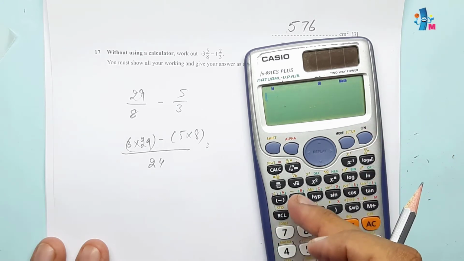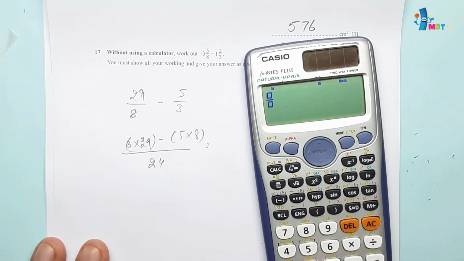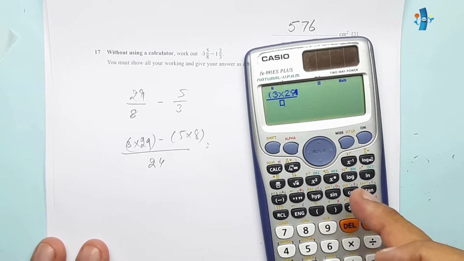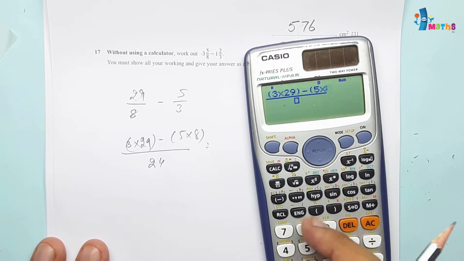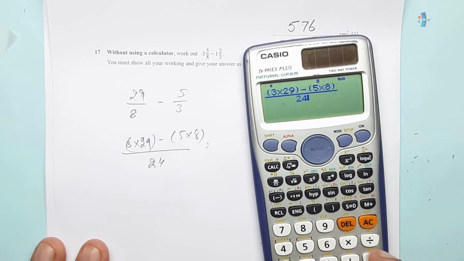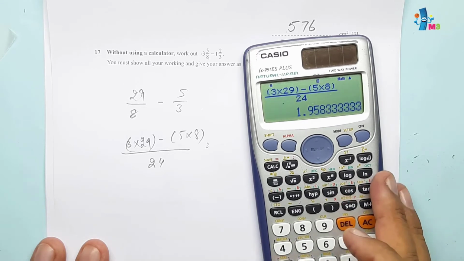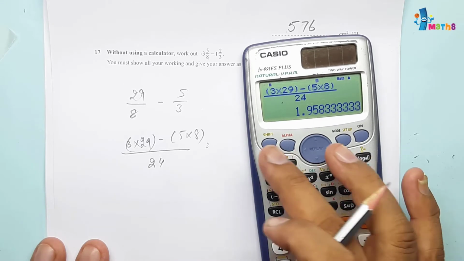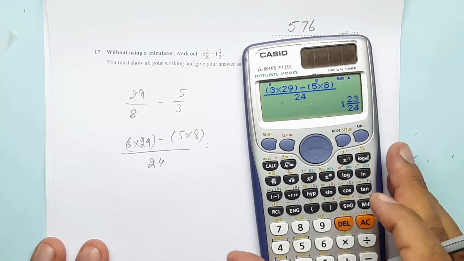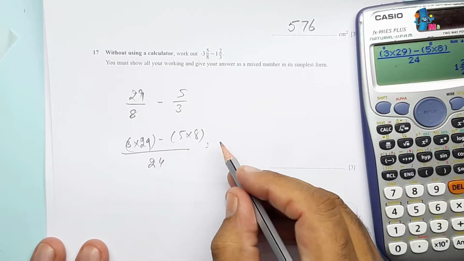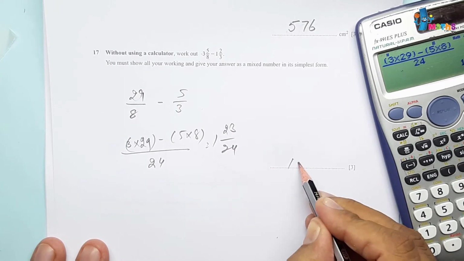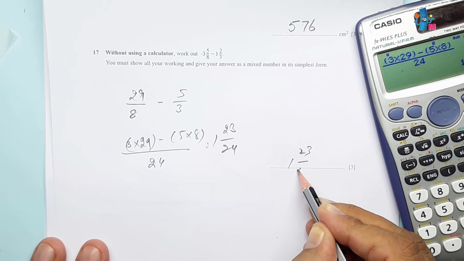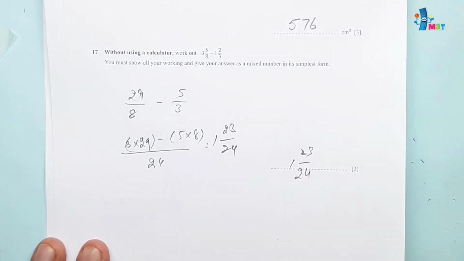So we can take fraction. This will be 3 multiplied by 29 minus 5 multiplied by 8 over 24, which will be equal to 47 over 24, or we can take the mixed number, which is 1 whole 23 by 24. 1 whole 23 over 24 will be our answer to this question.